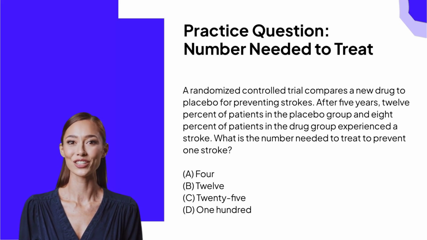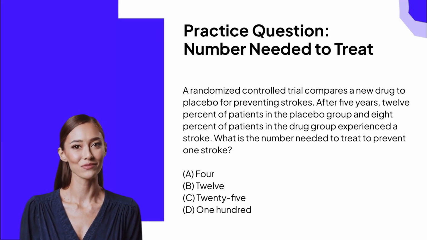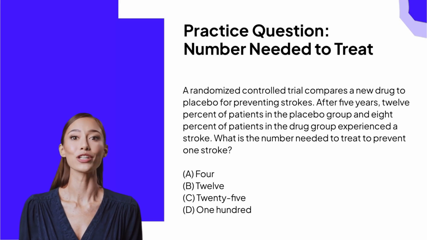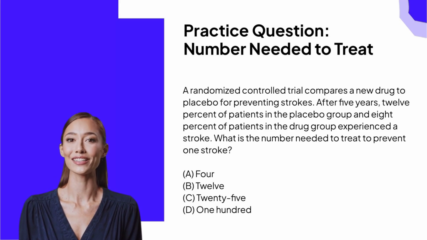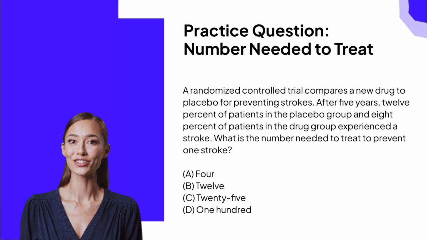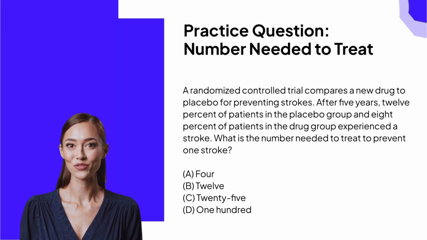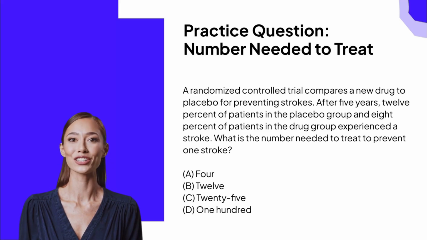A randomized controlled trial compares a new drug to placebo for preventing strokes. After 5 years, 12% of patients in the placebo group experienced a stroke, compared to 8% in the drug group. The question asks for the number needed to treat to prevent one stroke. Think about what formula you need and what the absolute risk reduction would be before looking at the answer choices.